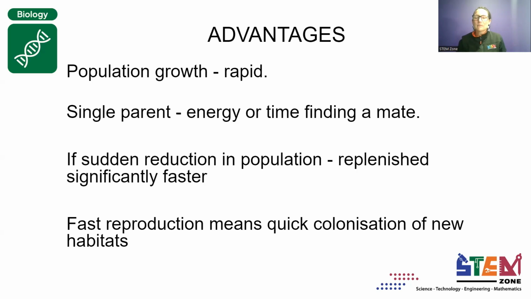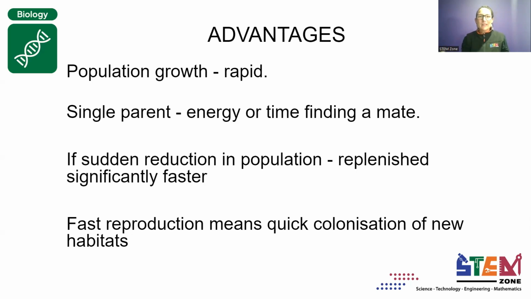Again, it's about the speed of reproduction too. So if there was a sudden reduction in a population and we had a wipeout, and half the population was gone, if we're reproducing asexually, often the population replenishes a lot faster. You're getting more organisms a lot quicker. So there's a lot of advantages to reproducing asexually without a mate.